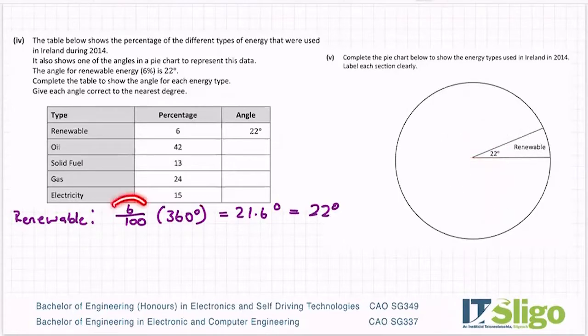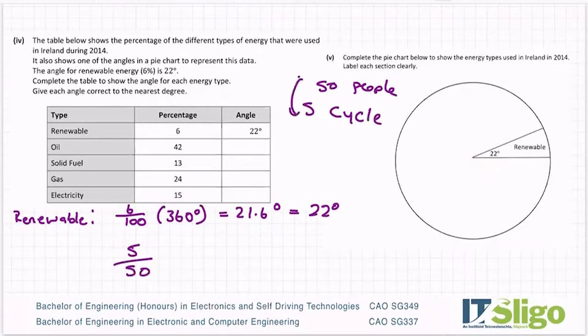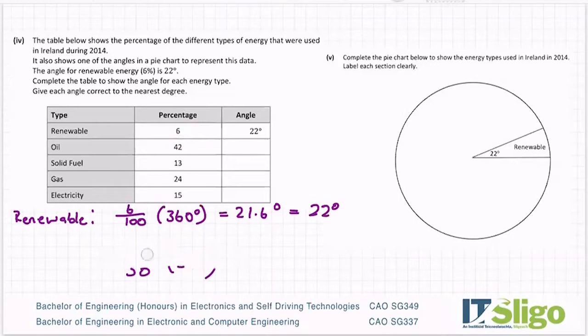Why am I writing it like this? Well, I suppose it's good practice for pie charts. So if it was a survey of 50 people and 5 people cycled to school, I would put 5 over 50, so 5 out of the total multiplied by 360 degrees. So it's like a proportion, 5 out of the 50. Here I'm doing 6 out of the 100%. So that method applies to any pie chart.